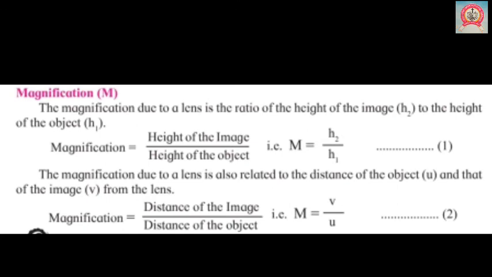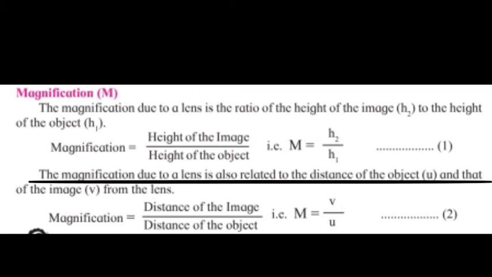Now the next point we will see is magnification. It is denoted by the capital letter M. The magnification due to a lens is the ratio of the height of the image h2 to the height of the object h1. Here h1 is the object height and h2 is the image height. So the formula is: magnification m is equal to the height of the image upon the height of the object, that is, m = h2/h1.